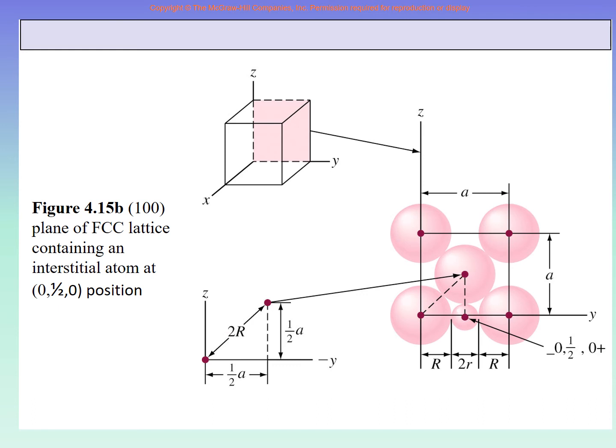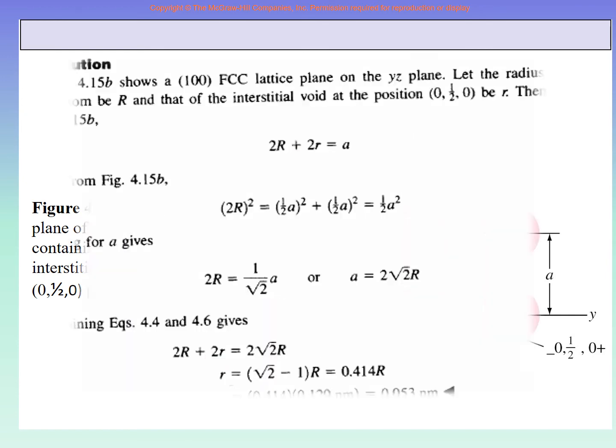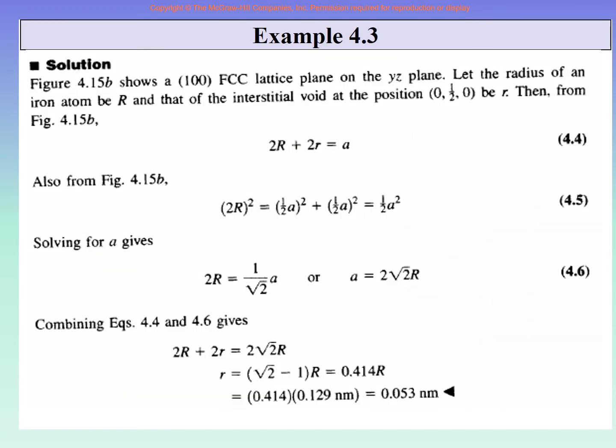Otherwise, half A is equal to R plus small r. R plus small r is also equal to half A. So with that, you start. Now there is no issue. You have 2R plus 2r is equal to A, or you have 2R squared is equal to half A squared plus half A squared, which you found from the other side, and so on.